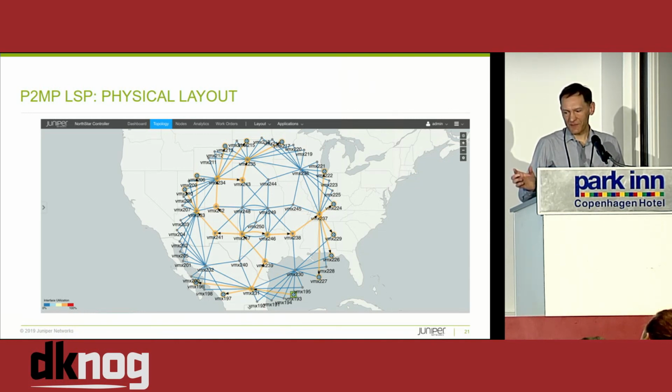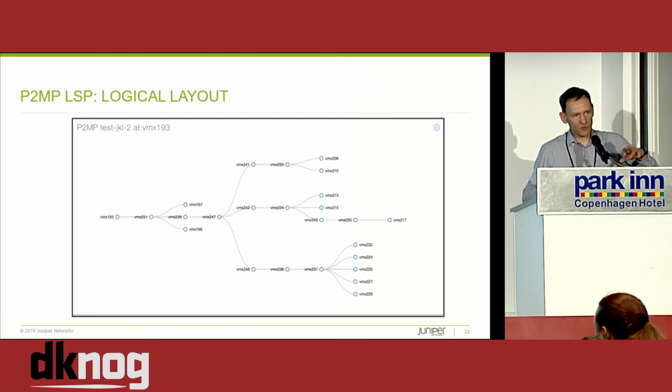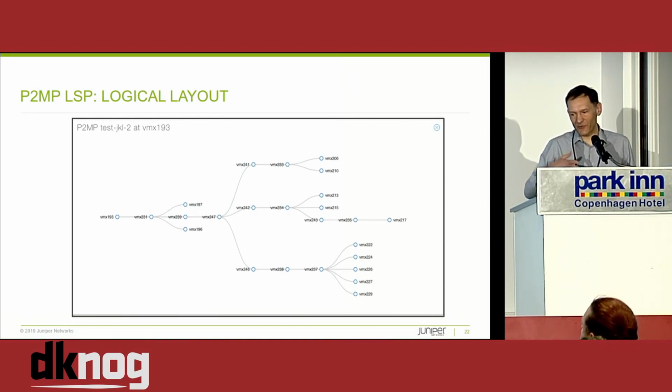Now, this is a view of the P2MP LSP overlaid on the actual network topology, but you can look at that same P2MP LSP in a different view. This is more like a logical layout. It's more like a metro map where the ingress of the P2MP LSP is on the left-hand side of the diagram. And you can see it fanning out to all the various egress nodes from left to right across the diagram. So you can see much more easily which nodes the P2MP LSP serves.